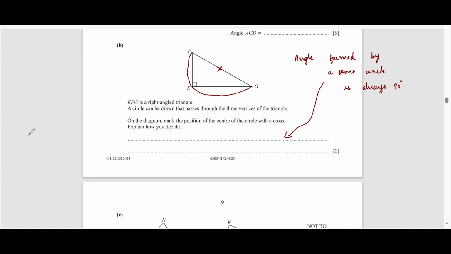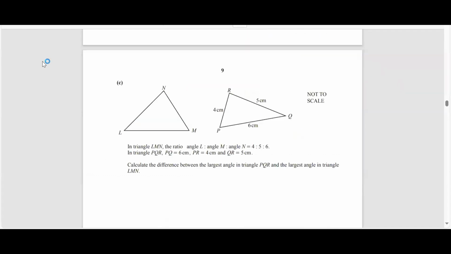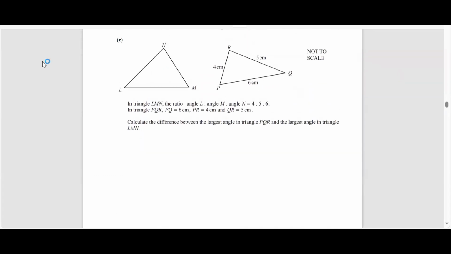Now let's move on to the C part here. In triangle LMN, the ratio of angle L to M to N is 4 to 5 to 6. So let's first find out what angle L, M, and N are. Let's start with angle L. It's given that the ratio is 4.